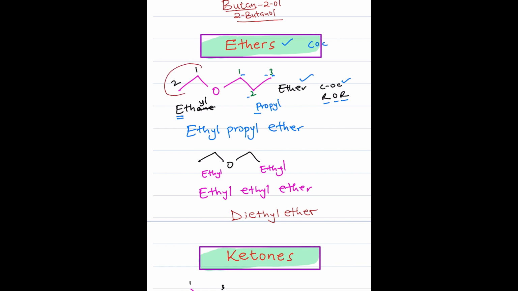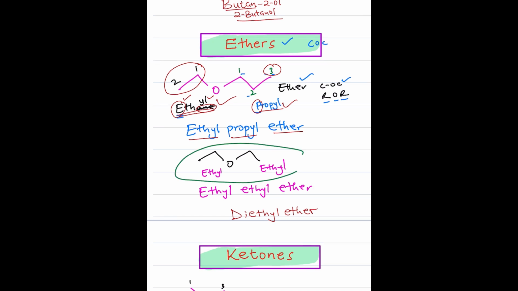So how do you name this compound? The alkyl group that we have on the left has 2 carbons, and therefore the name is ethyl. You replace the A and E with YL, ethyl. And then on the right we have 3 carbons, and therefore the name is propyl. And then comparing E for ethyl and P for propyl, alphabetically, E comes before P, so the name becomes ethyl propyl ether.